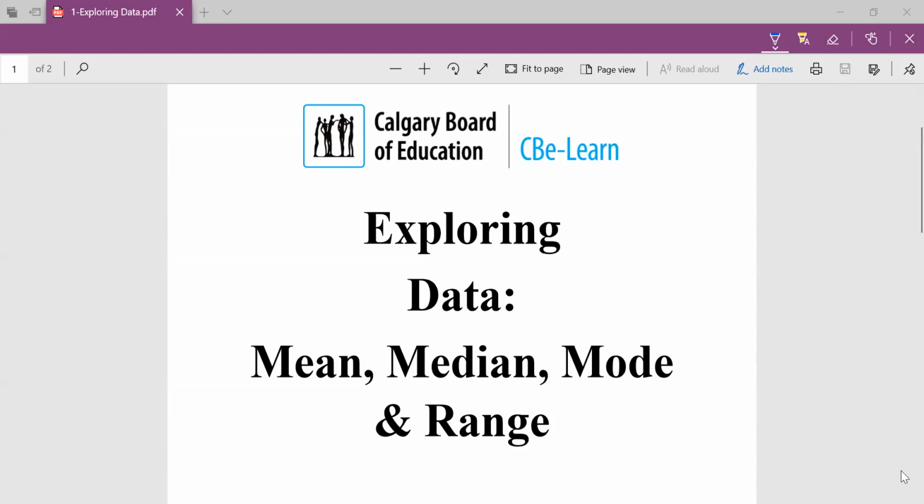What we're going to look at in this lesson is what are known as our measures of central tendency. So central, I want you to think center. And so the ways that we describe measures of central tendency are known as mean, median, mode, and range. You've probably heard all these terms before.